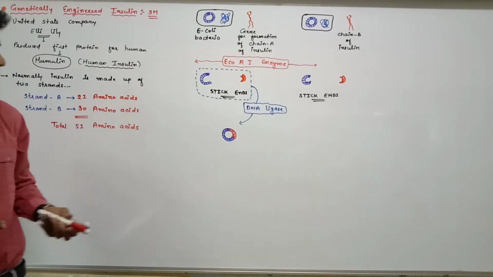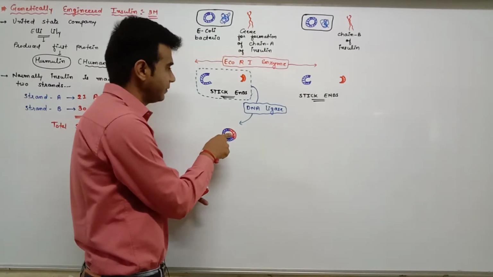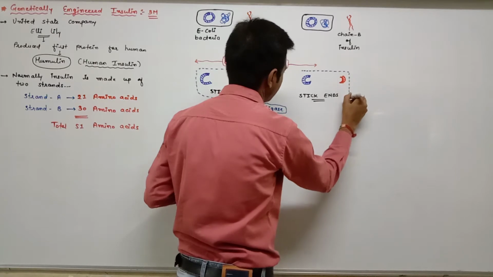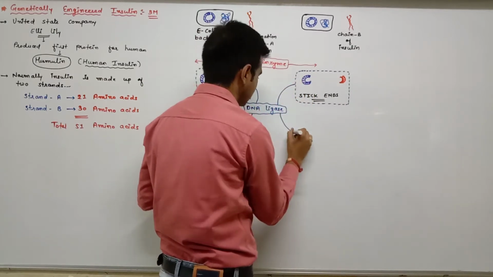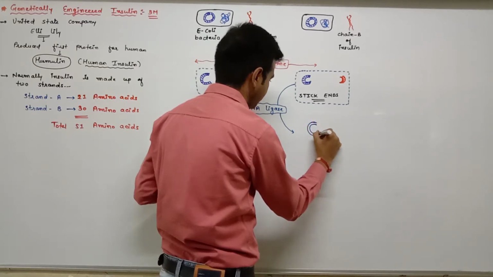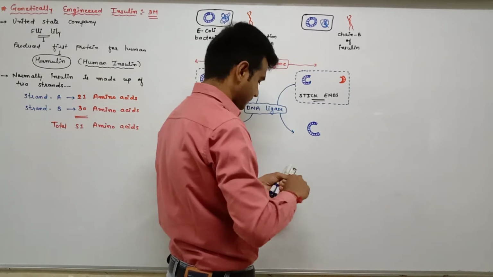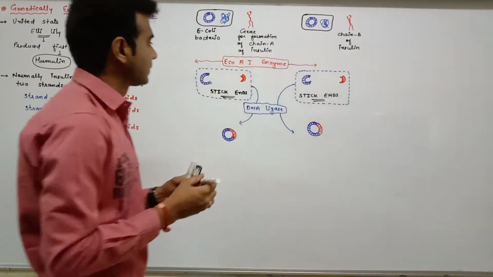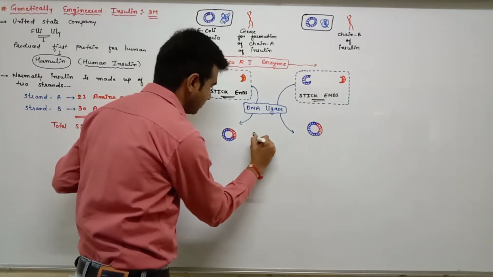Okay, so now this is the recombinant plasmid which consists of the gene for the formation of the strand A of the insulin, as well as here, in the same way, with the help of DNA ligase enzyme, the same thing is here, but here the plasmid consists of chain B. Now these are known as recombinant plasmids.